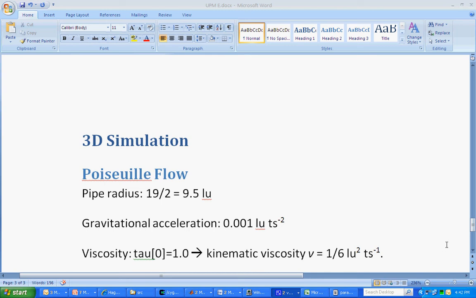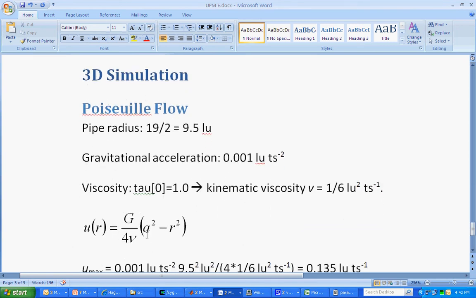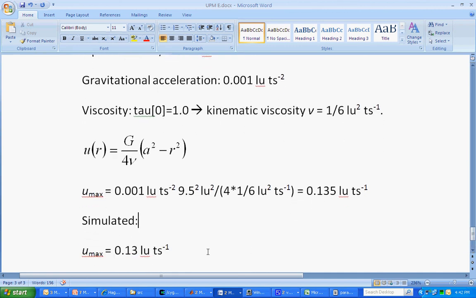And our formula for the velocity as a function of distance r from the center for a radius of a is the gravitational acceleration times a squared, divided by 4 times the kinematic viscosity. And so the result we get here for the theoretical value is about 0.135 lattice units per time step for the maximum velocity. And if we look at the simulation, it was 0.1295, or roughly 0.13. Again, not bad for a very small pipe.